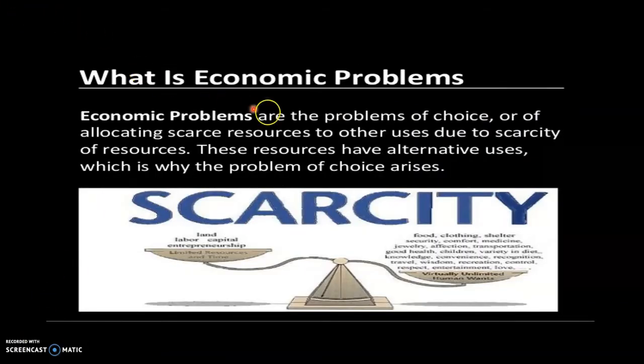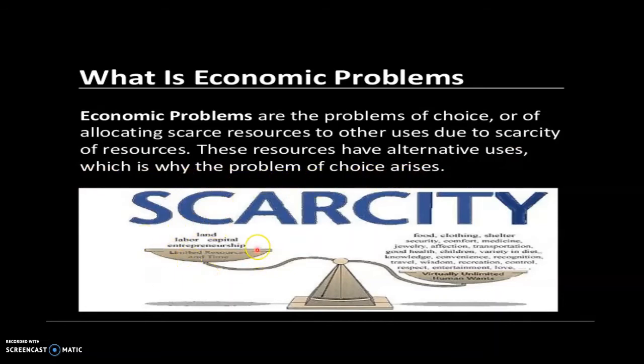Then what are economic problems? Economic problems are the problems of choice. We already studied scarce resources and unlimited wants. We have unlimited wants, but our resources are scarce or limited. So economic problems are the problems of choice, or of allocating scarce resources to different uses due to the scarcity of resources. And these resources have alternative uses, which is why the problem of choice arises.